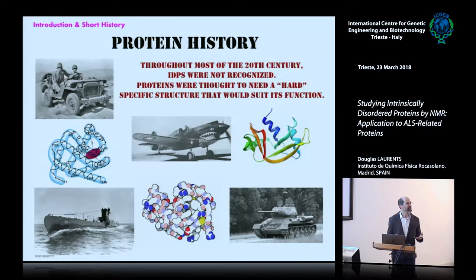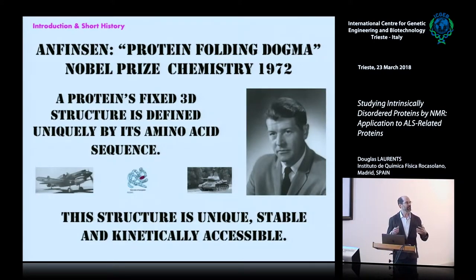Now, the first proteins that were characterized in the 50s, 60s, and 70s were like airplanes, tanks, and submarines. They had a very stable, hard structure. So you have proteins like myoglobin, ribonuclease, and lysozyme. And this structure is essential for the protein to carry out its function. So there was this idea in the post-Second World War generation that you need to have a hard structure to carry out the function. And that was even codified into a dogma, like a religion, by Anfinsen.